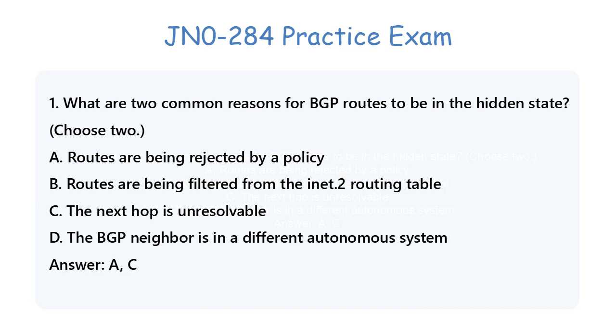One. What are two common reasons for BGP routes to be in the hidden state? Choose 2. A. Routes are being rejected by a policy. B. Routes are being filtered from the INET.2 routing table. C. The next hop is unresolvable. D. The BGP neighbor is in a different autonomous system. Answer: A, C.